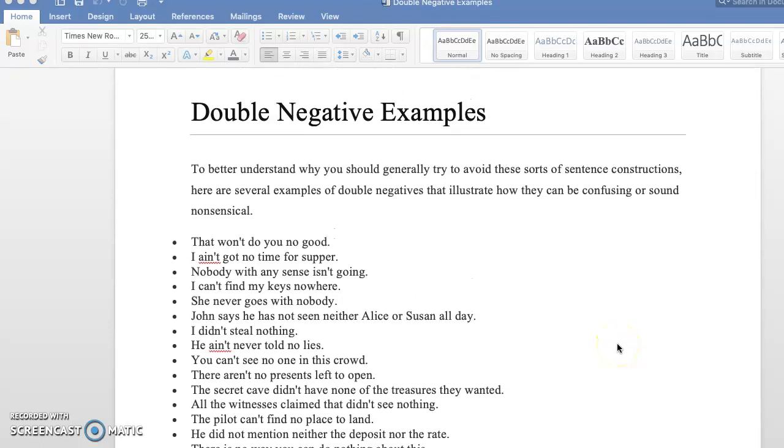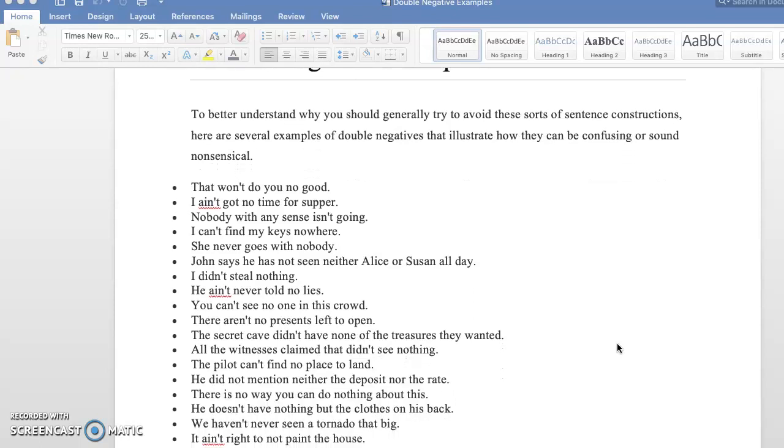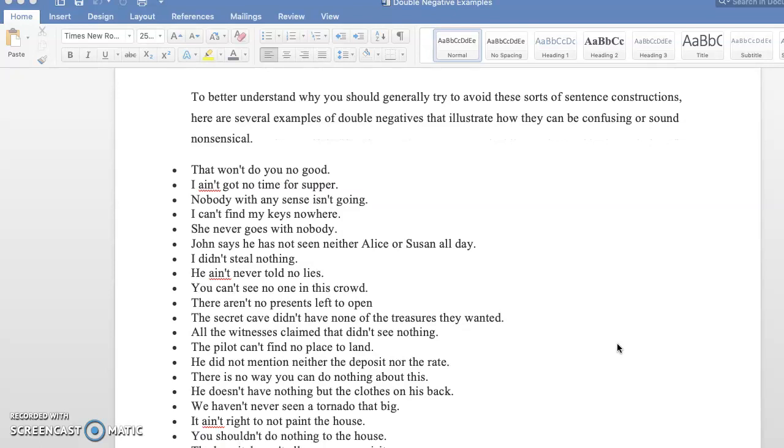Today we're going to talk about double negatives, and then you're going to do a worksheet that has to do with double negatives, finding them in a sentence and correcting them. To better understand why you should generally try to avoid these sorts of sentence constructions, here are several examples of double negatives that illustrate how they can be confusing or sound nonsensical, meaning they don't make sense.